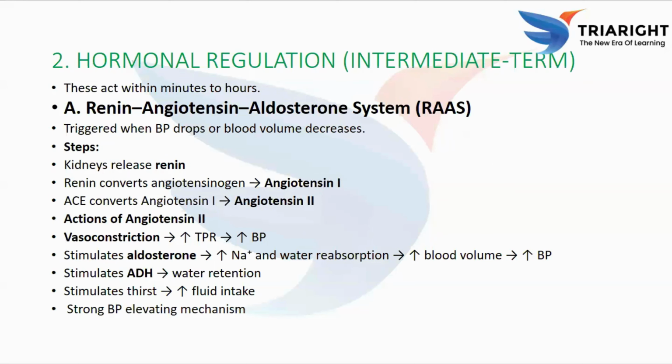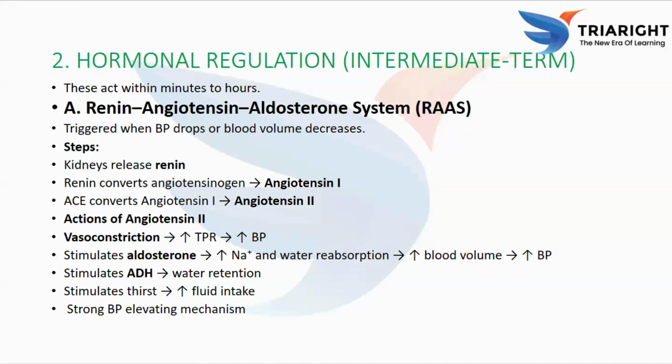The kidneys, first of all, detect the low blood pressure, so they release an enzyme called renin. So what does this renin do? This renin acts on a protein in the blood, angiotensinogen, which is made by the liver, and converts it into angiotensin 1. And then the angiotensin converting enzyme converts angiotensin 1 into angiotensin 2, the active form.